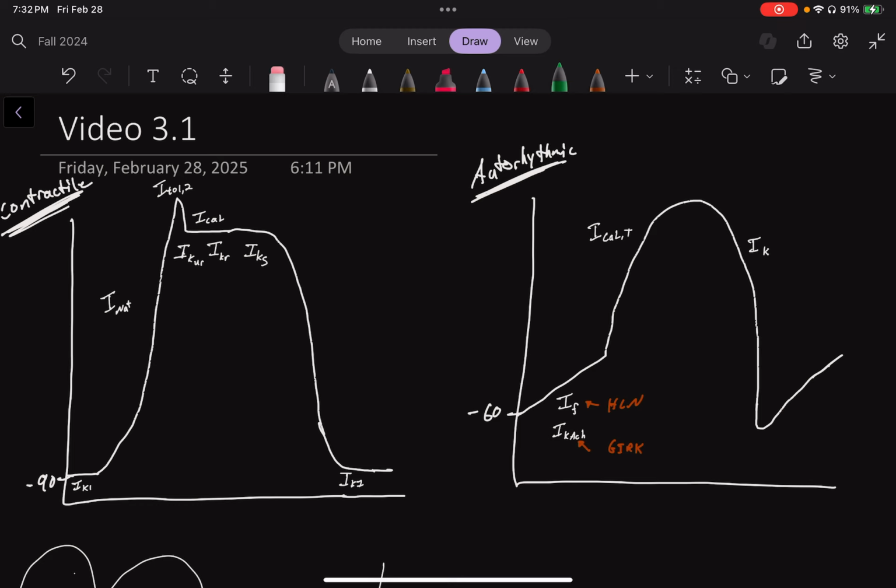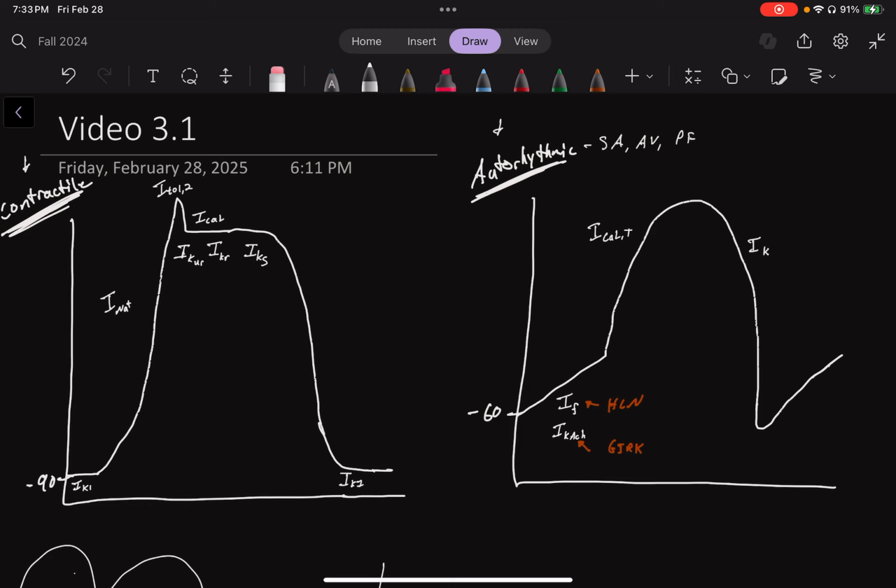So to start, there are two different types of cells within the heart: contractile cells and autorhythmic cells. Autorhythmic cells are the cells in the nodes of the heart that can spontaneously depolarize, like the SA node, the AV node, and even the Purkinje fibers can also do this themselves. Contractile cells, on the other hand, are the heart cells responsible for contracting the heart.